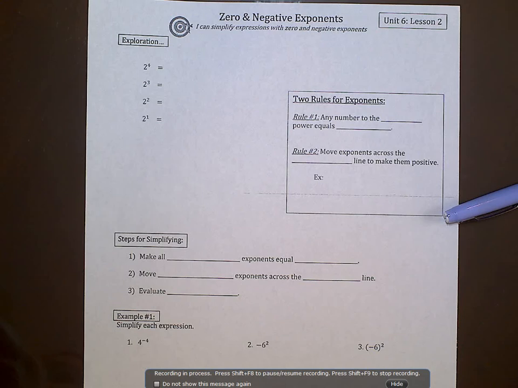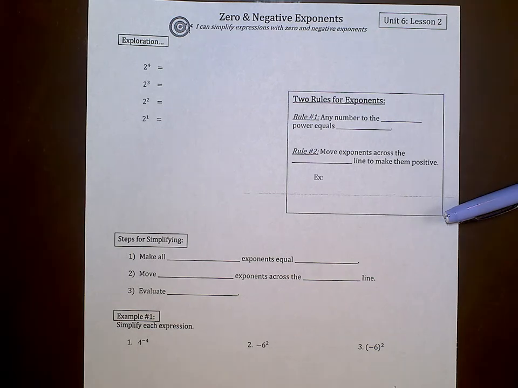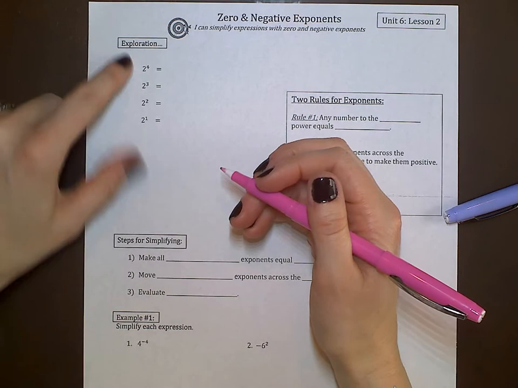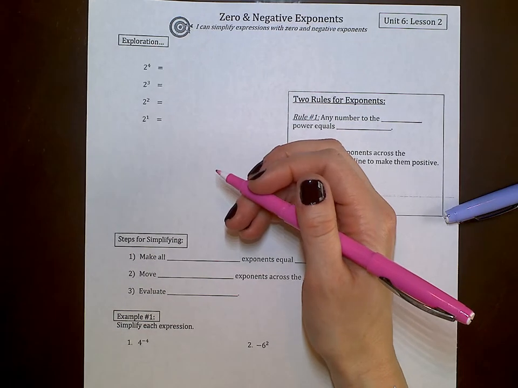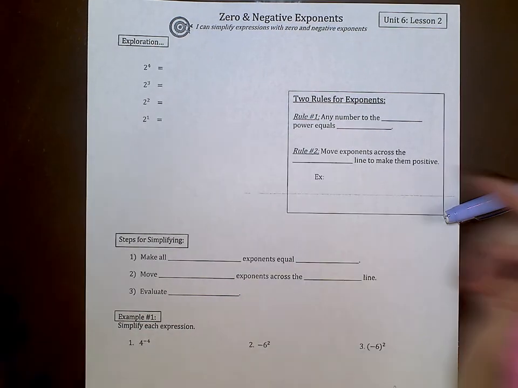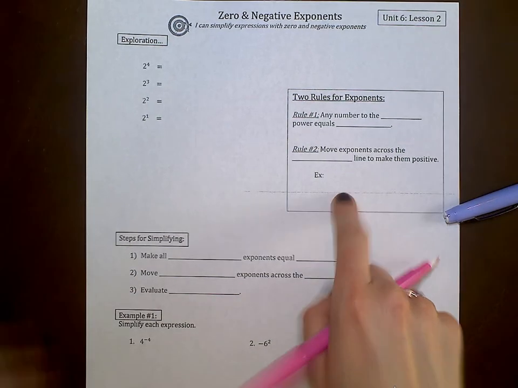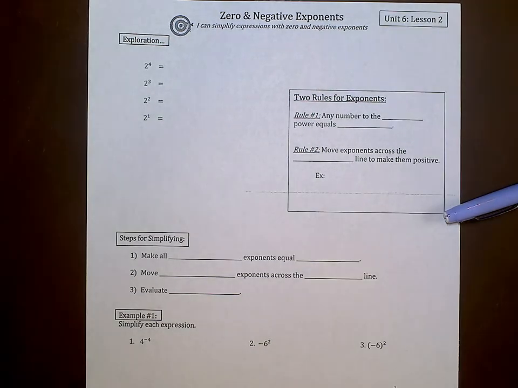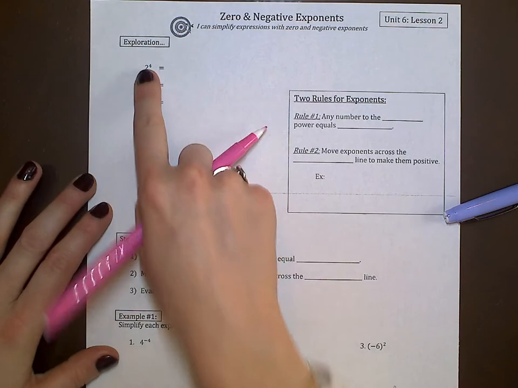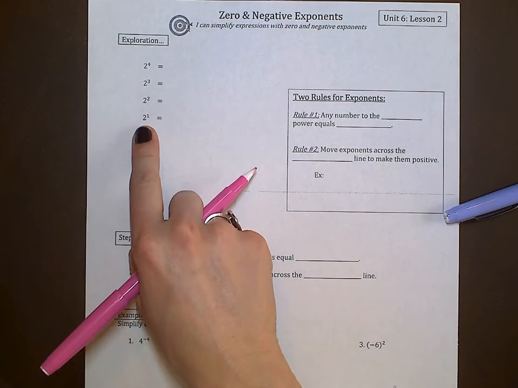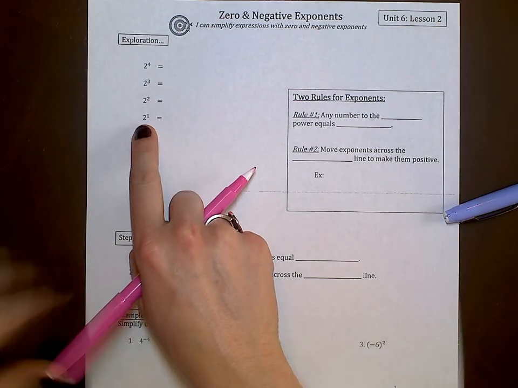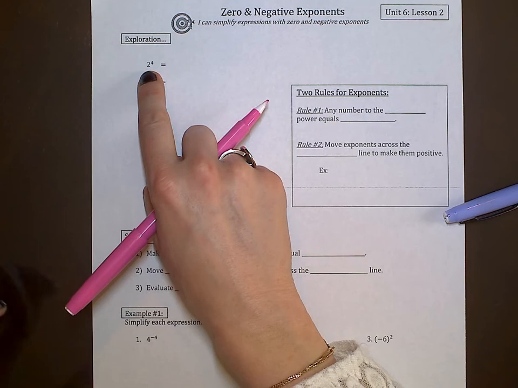Zero and negative exponents is our topic for today, and we're going to start off by just exploring some expressions that have exponents in them, because essentially, guys, there's two rules that you need to know to answer all of today's problems. So let's start off by figuring out what these exponential expressions equal. You're looking at something like 2 to the 4th on the first one.